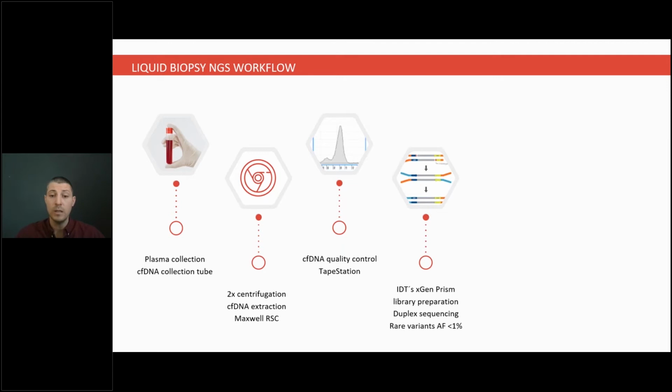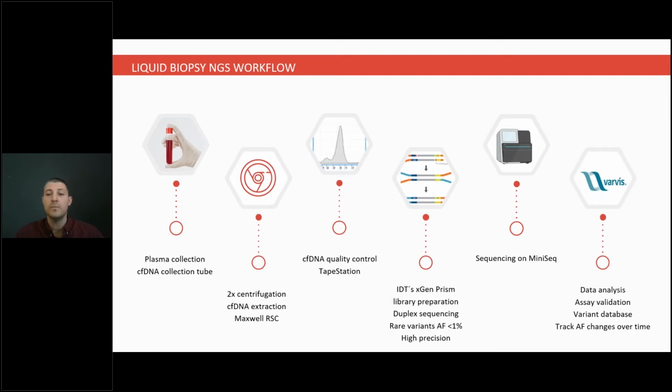And then we come to the library prep. We use IDT's xGen Prism kit for library preparation and capture. The technique is based on duplex sequencing, which allows us to detect very rare variants with high precision, which we need in liquid biopsy. Then we perform sequencing on a MiniSeq, and then we transfer the data to Varvis.